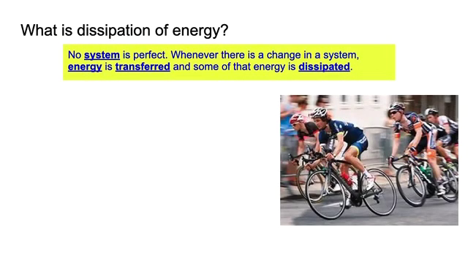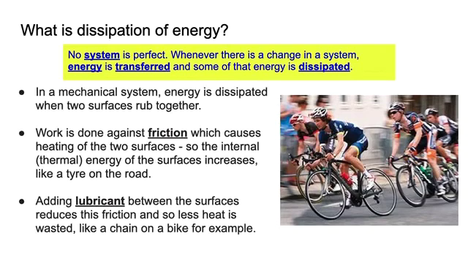We could use this example here, like the mechanical system of a bike. When two surfaces rub together, you've got friction. And when you've got friction, you've got that wasted energy, and there's a surface on the road that wastes the energy in the cycling kinetic movement.